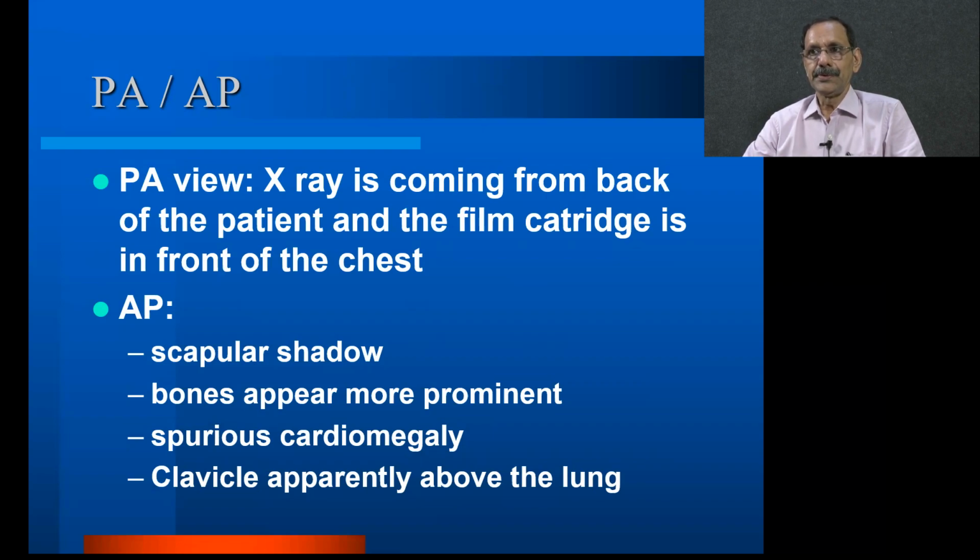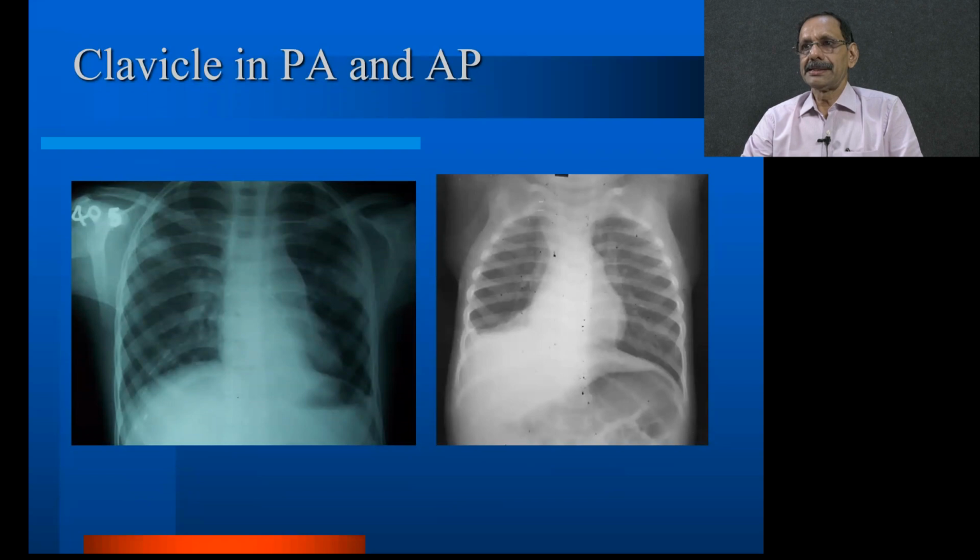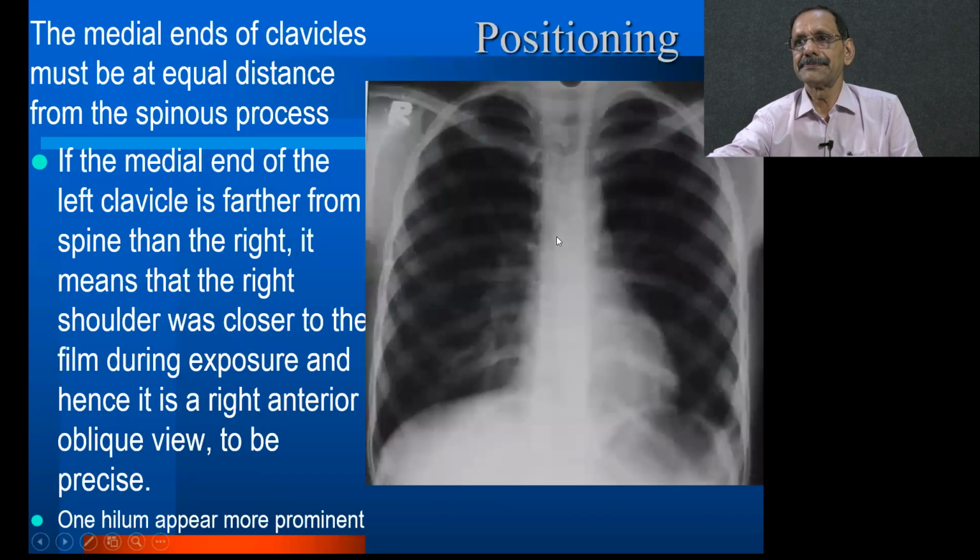as compared to PA view where we actually stand in an embracing position, so much so the scapulae move away from the film. Now see the clavicle in these two films. See here the clavicle is within the lung field. Here in the AP view the clavicle is actually outside the lung field. That's what I mentioned.